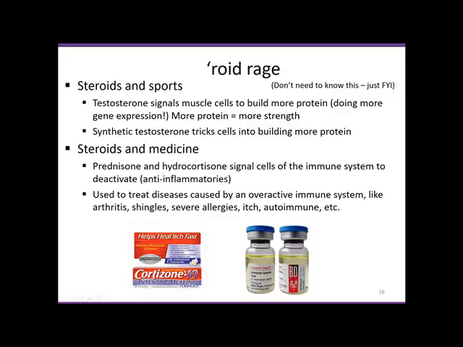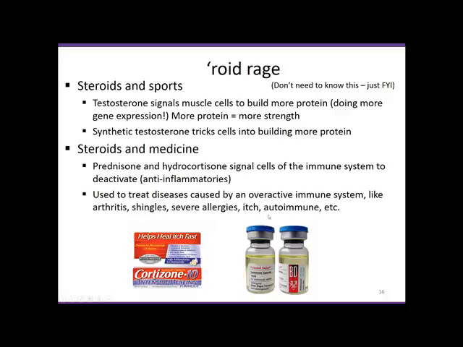Hydrocortisone is found in right here, right? These actually tell cells of our immune system to deactivate, to shut down. And because they tell our immune system to shut down, these act as anti-inflammatories. So we use cortisone cream to treat dry, itchy skin, bug bites, rashes, all of these are caused by an overactive immune system.